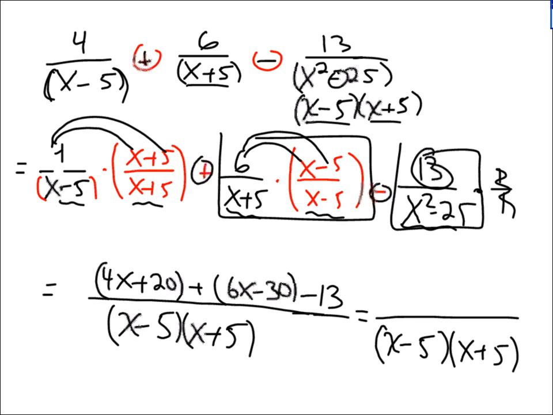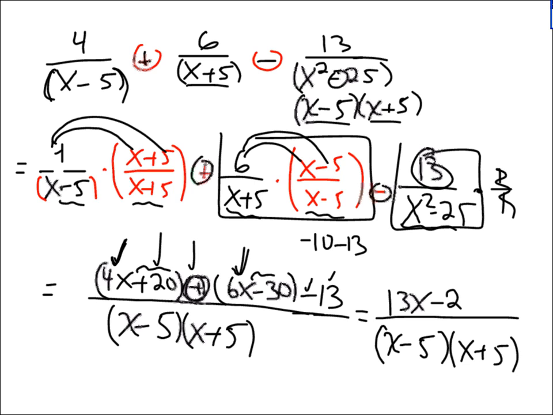Let's do the x's first. You have 4 x's, and you are adding 6 x's, and that's 10 x's. You have positive 20, and you're adding a negative 30. That's negative 10. And you are taking away 13, which means you're taking away 23 in total. And you cannot factor the numerator, so there is your final answer.